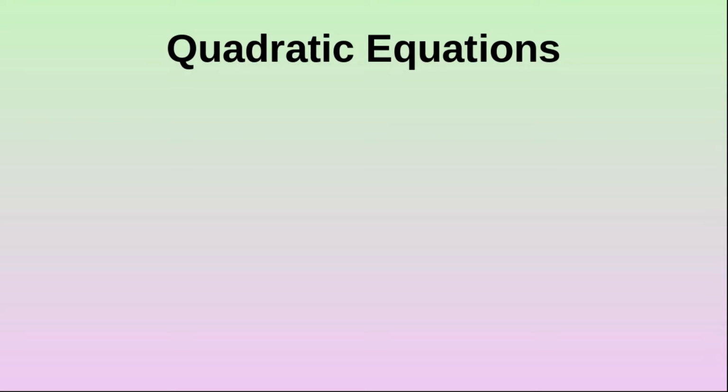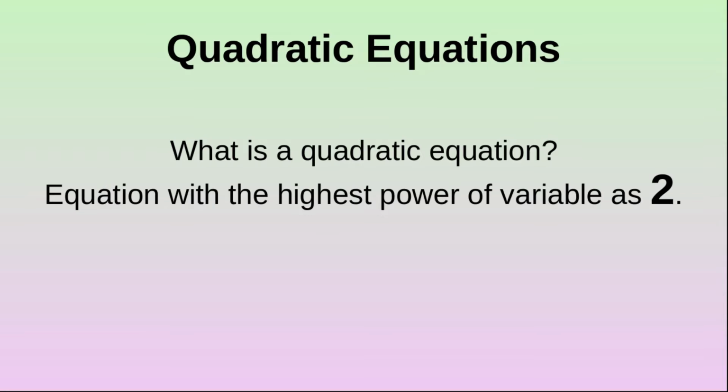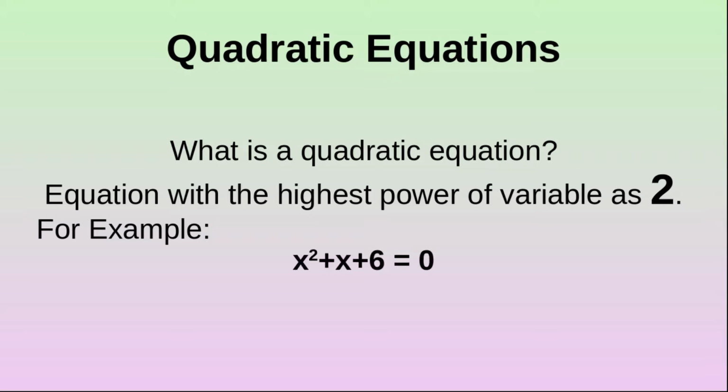Hello guys, in this video we are going to talk about quadratic equations. So what is a quadratic equation? Equations with the highest power of variable as 2 are known as quadratic equations. For example, x squared plus x plus 6 is equal to 0. Now here in this equation the highest power of x is 2. So it is a quadratic equation.